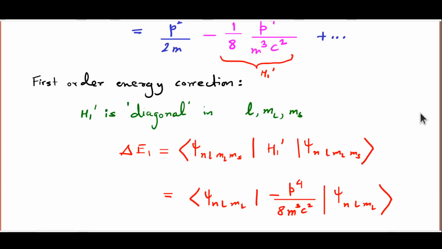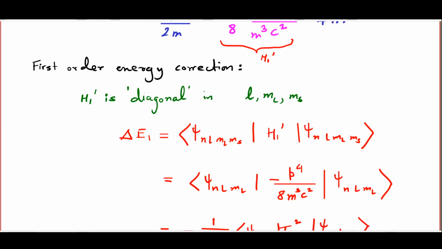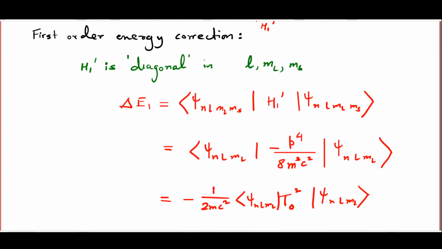Rather than evaluate this particular expectation value from scratch, what we will do is notice that this quantity sitting here, minus p to the 4 by 8 m cube c square, is actually directly connected to the kinetic energy operator. By the way, I'm calling this T0 rather than T because this T0 is the classical, or rather non-relativistic, kinetic energy operator, p square by twice m. It's pretty easy to see that apart from a factor of minus 1 by 2 mc square, our perturbing Hamiltonian is actually T0 square. So what we really need is the expectation value of T0 square in the state psi n L ml.